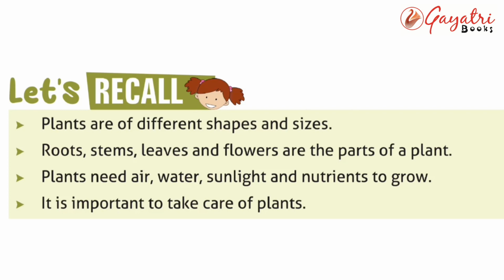Let's recall. Number 1, plants are of different shapes and sizes. Number 2, roots, stems, leaves and flowers are the parts of a plant. Number 3, plants need air, water, sunlight and nutrients to grow. Number 4, it is important to take care of plants.